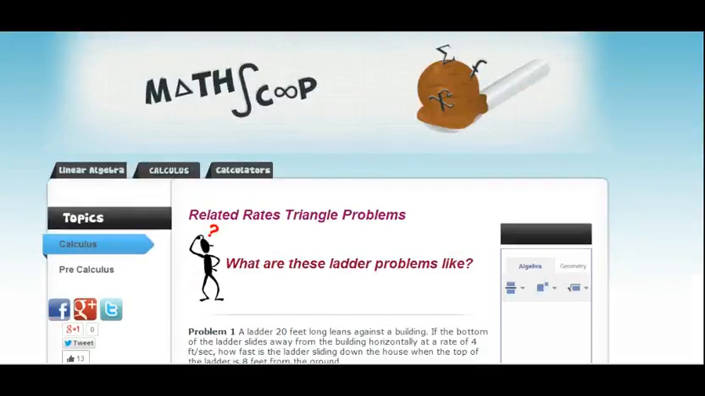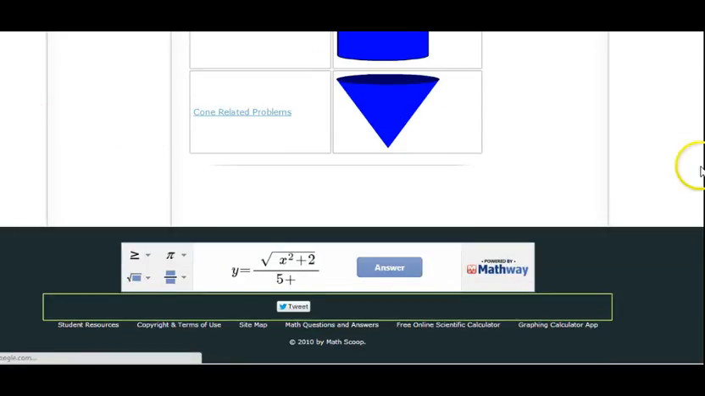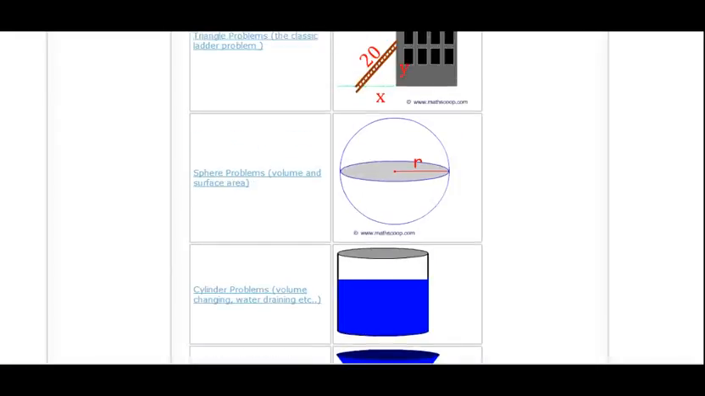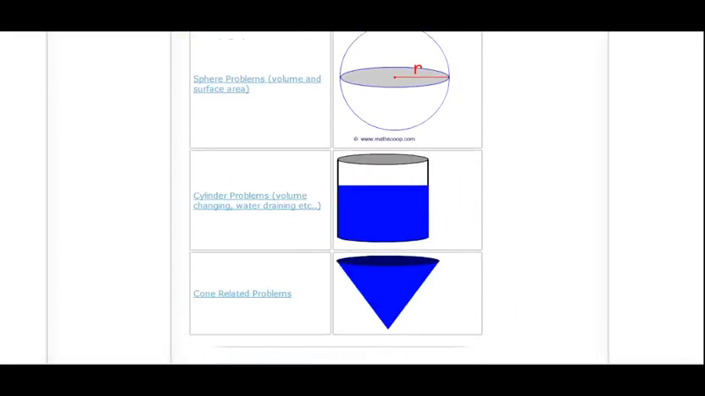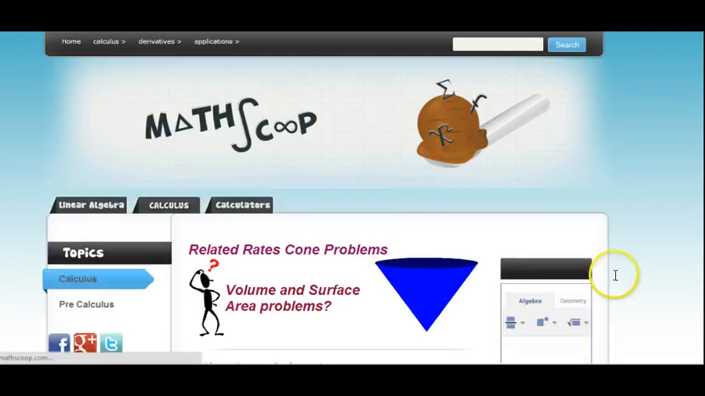So hopefully this site will be helpful as you solve these related rate problems. I know you'll be doing some cone kinds of problems as well. I think you'll probably be doing some cylinder problems and maybe some sphere problems, but I've seen some cone examples in there as well, so this would be another good one to take a look at.